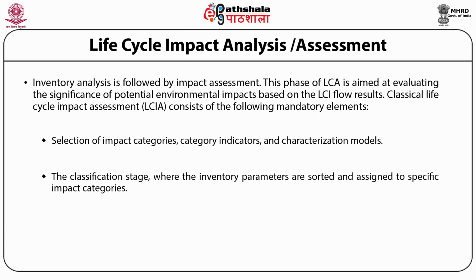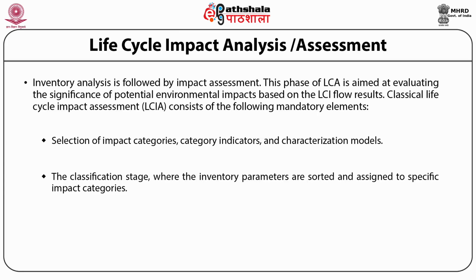The classification stage where the inventory parameters are sorted and assigned to specific impact categories. For example, chemical emission to air, water and land leads to human toxicity, respiration effect, ionizing radiations, ozone layer depletion, photochemical oxidation. Also, aquatic ecotoxicity, terrestrial ecotoxicity, acidification, eutrophication, land use, climate change, mineral extraction of non-renewable energy, water abstraction.